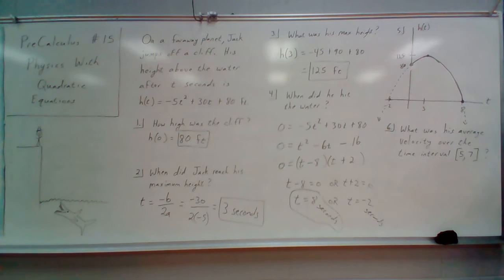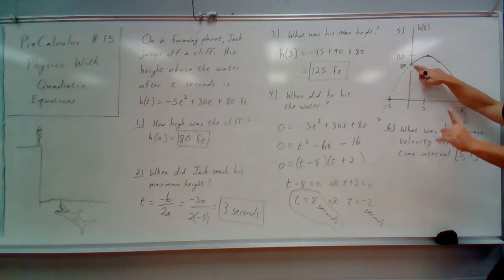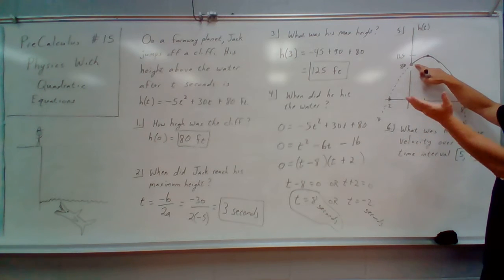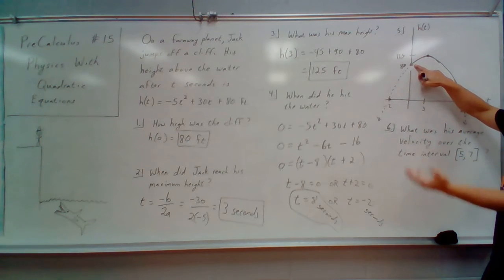All right, let's think about Jack's velocity. His initial velocity, before he jumped, would have been 0 because he was just standing there. Okay, and then notice that he goes up first. So his velocity was initially positive. He jumped up in the air. As he's going upward, his velocity is slowing down. Of course, gravity's pulling him downward.